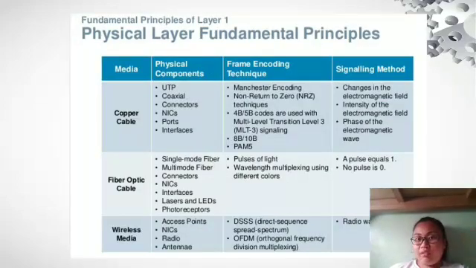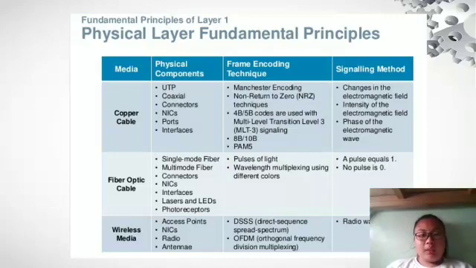The physical layer fundamental principles. The media is copper cable. Its physical components are the UTP, coaxial, connectors, NICs, ports, and interfaces. The frame encoding techniques are Manchester encoding and non-return to zero, or NRZ, techniques. 4B/5B codes are used with multi-level transmit, level 3, or MLT-3 signaling, 8B/10B, and PAM-5.